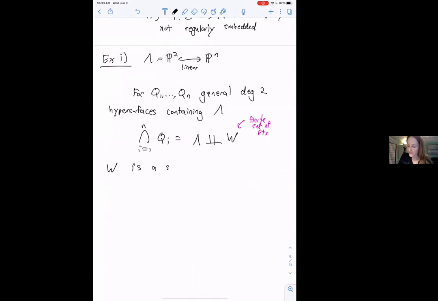W is a set of, and the answer is 2 to the n minus n choose n minus 2 minus n choose n minus 1 minus n choose n reduced points.